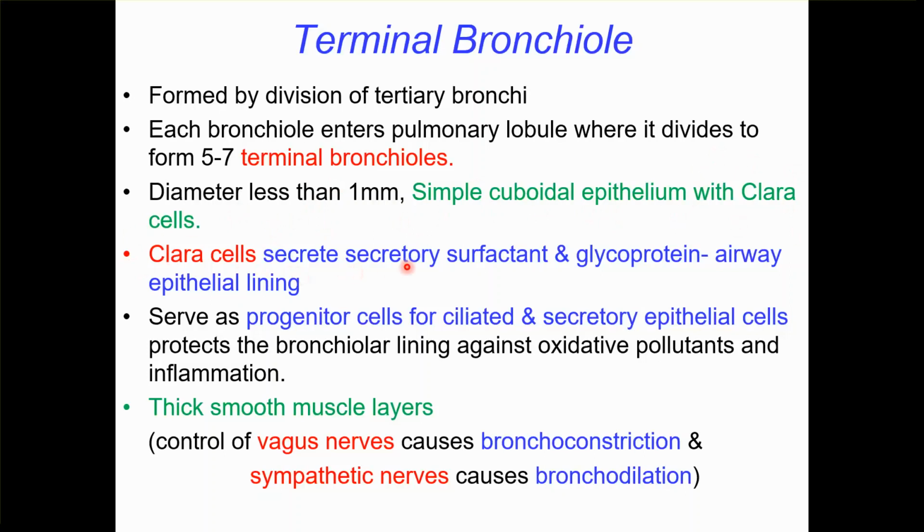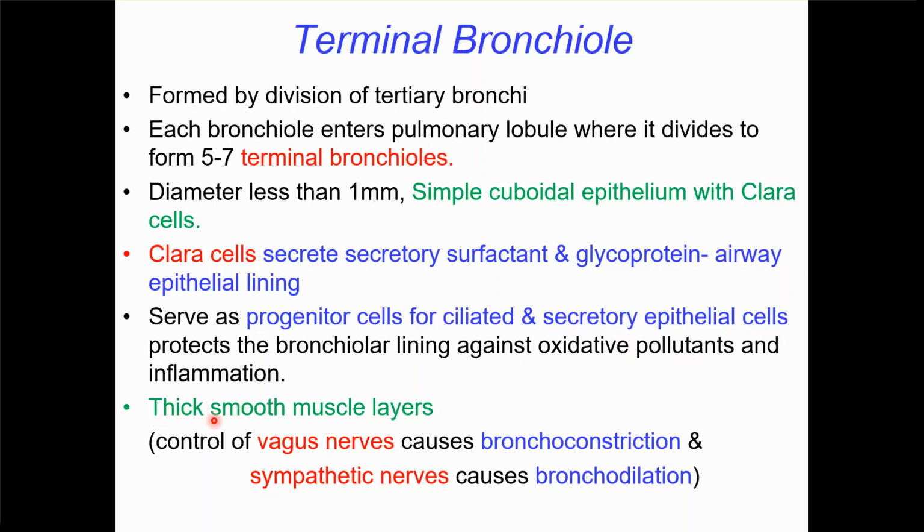They secrete surfactant and glycoprotein, which forms the airway epithelial lining. They also serve as progenitor cells for ciliated and secretory epithelial cells. They protect the bronchiolar lining against oxidative pollutants and inflammation. So they are quite important.